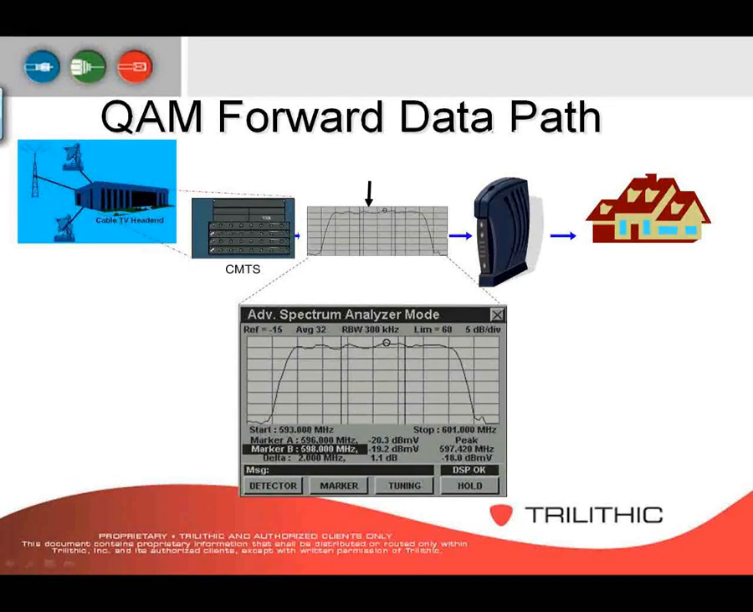Now this diagram shows the basic QAM forward data path. Now in the spectrum analyzer, the display will look like a haystack. And that's what the QAM carrier will look like for the downstream.